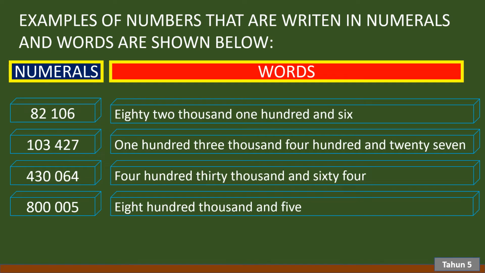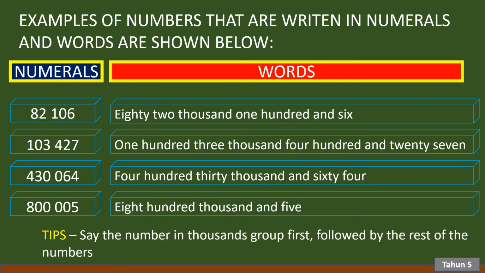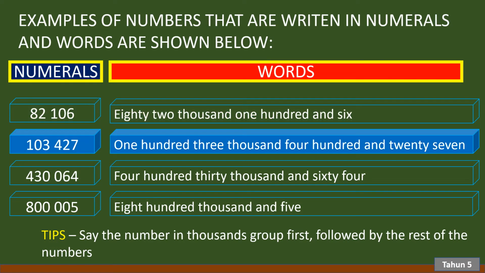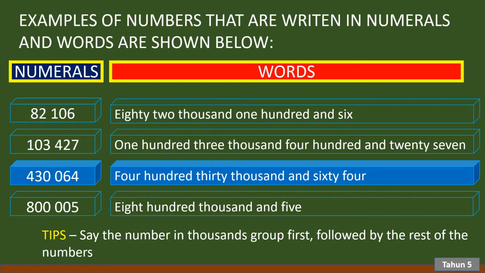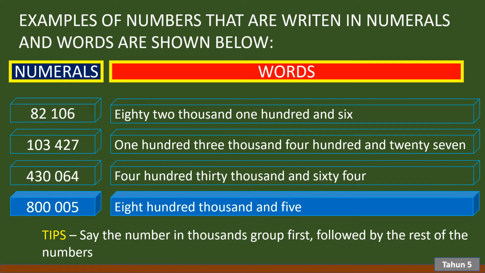Let us try to say each of these numbers together. To say these numbers correctly, you should say the number in thousands group first, followed by the rest of the numbers. 82,106, 103,427, 430,064, 800,005.